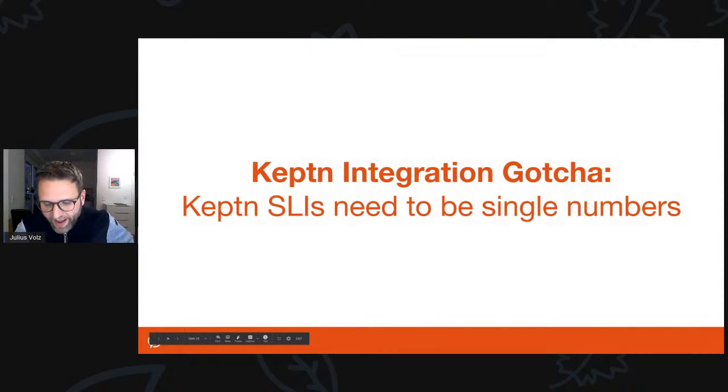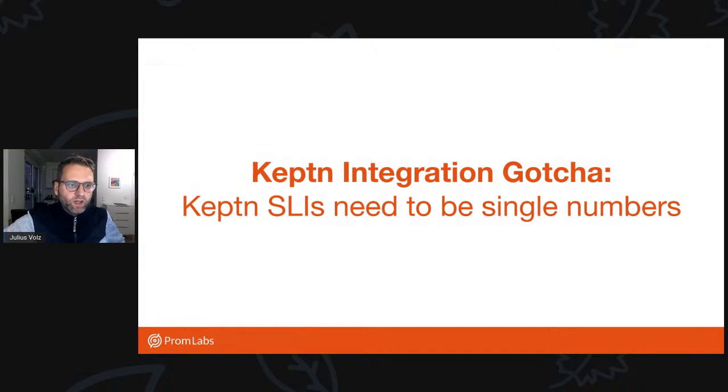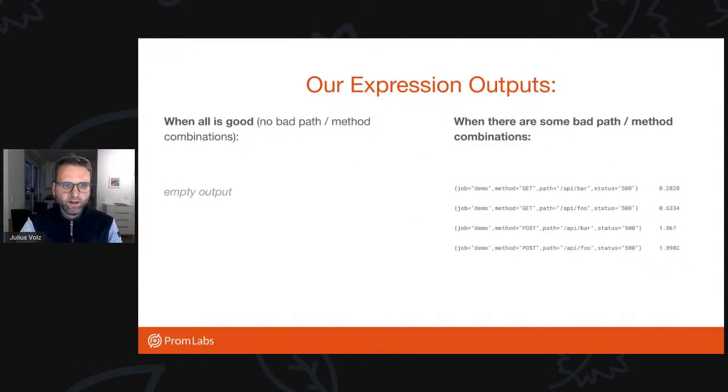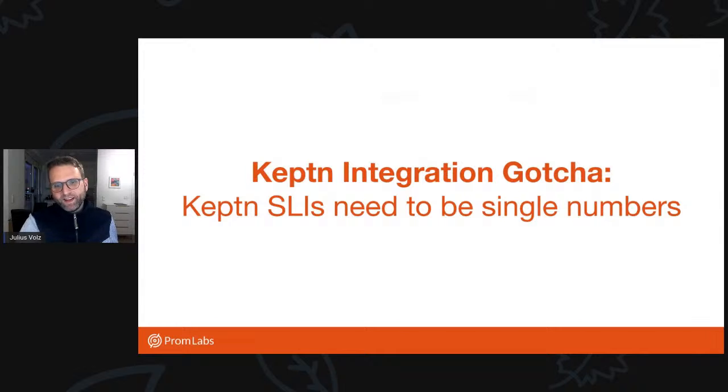There's one more gotcha that I haven't talked about at all. Currently, this expression that we looked at outputs maybe no paths at all. Actually, I do have a bug on the next slide here. I will talk about that. But it might not output any paths at all if, for example, there is no path method combination that has more than 1 per second, right?